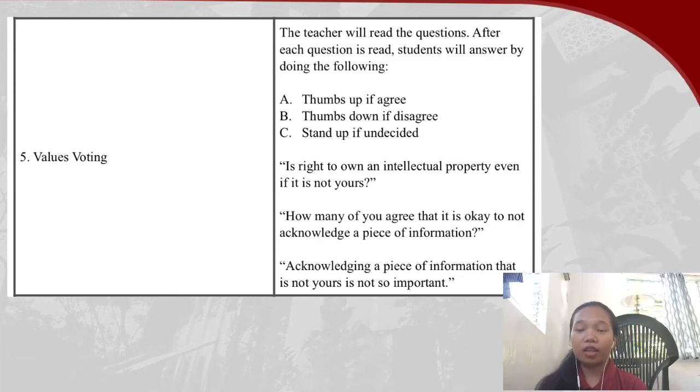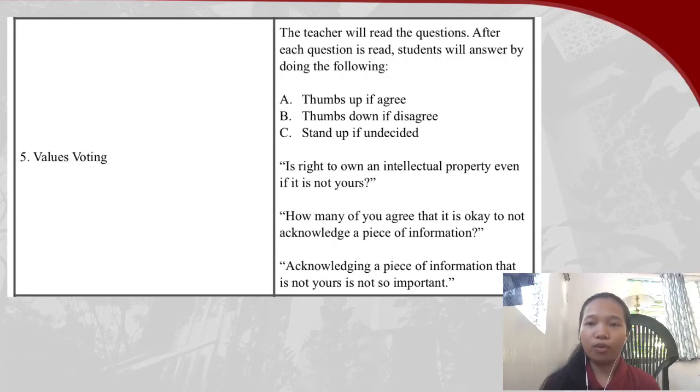I believe that students can also realize, by answering the questions, how to value or respect the intellectual property that is not theirs, and they will also understand the value of respecting and acknowledging a piece of information that is not theirs, right?